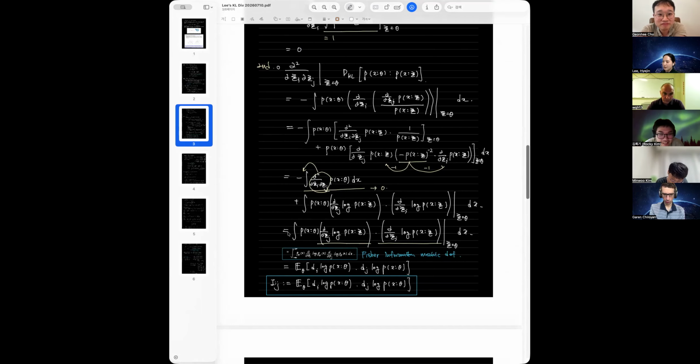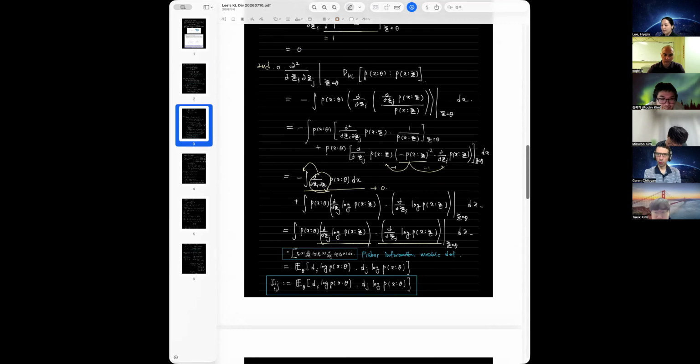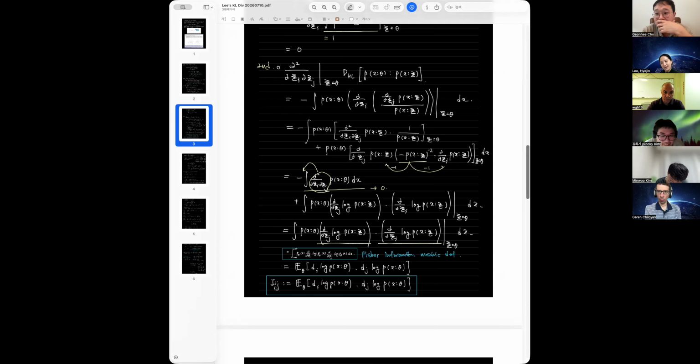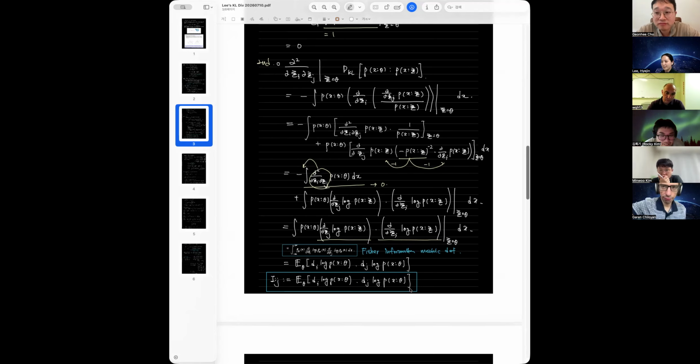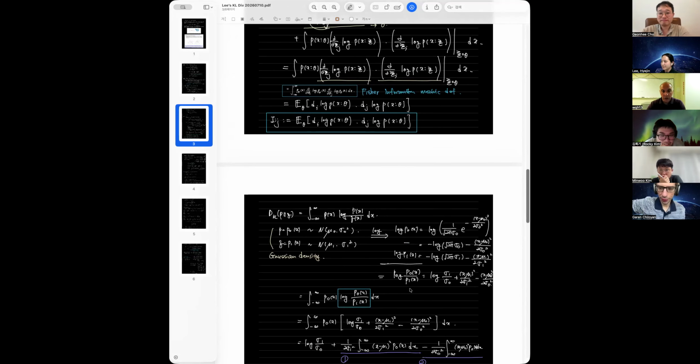So we can observe that the Fisher information metric is similar to the second derivative of the KL divergence. So we can define I_ij(zeta) as the expectation of these terms.